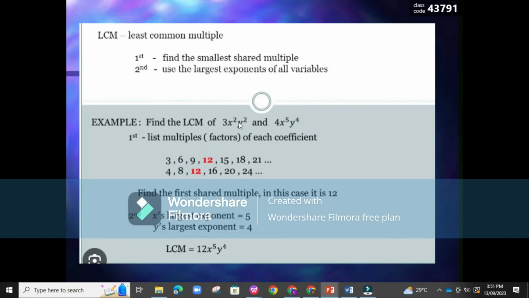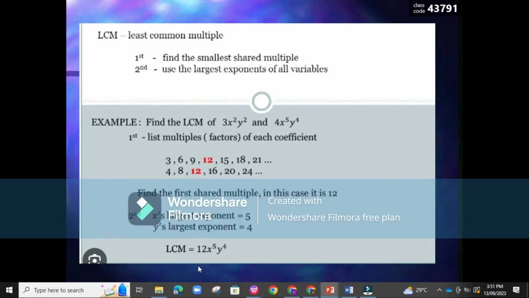Okay? Again, we are going to get the LCM of the numerical coefficients, the numbers, and we are going to list down the variables and use the highest or largest exponents.